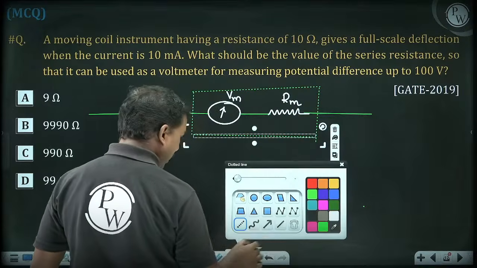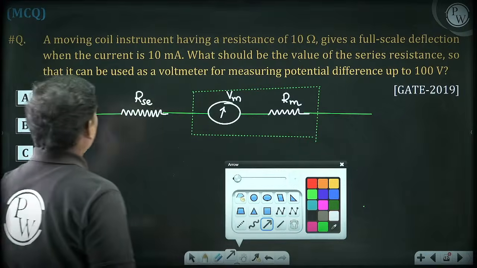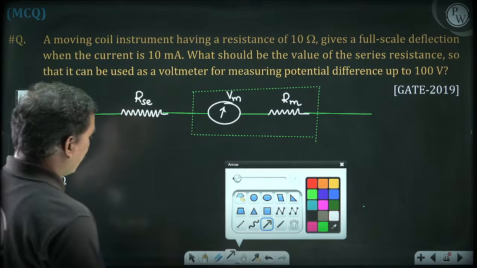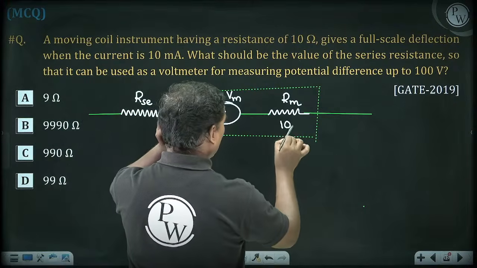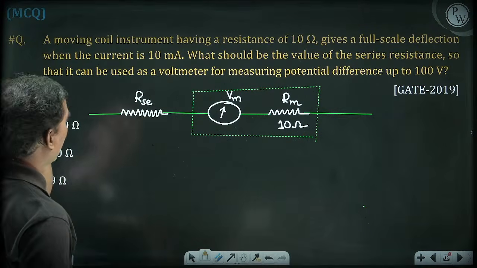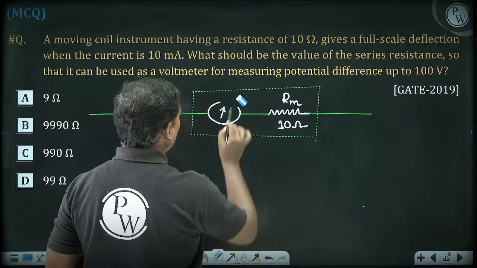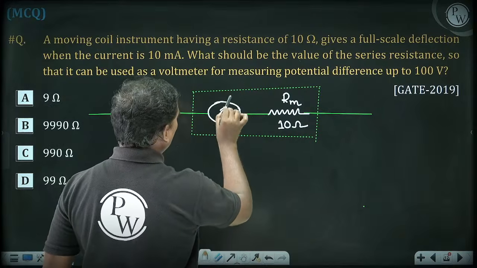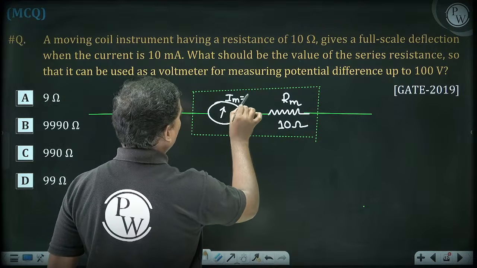So what is given here, if you observe closely: a moving coil instrument having a resistance of 10 ohms. So this resistance is 10 ohms. It gives a full scale deflection when the current is 10 milliamperes. So this current, Im, is given as 10 milliamperes.